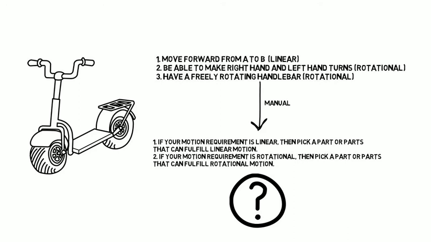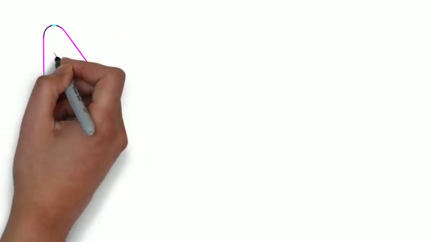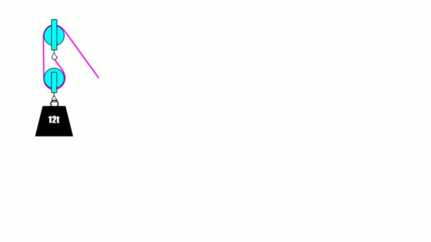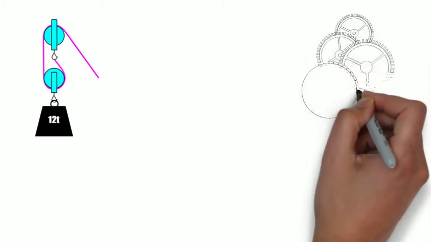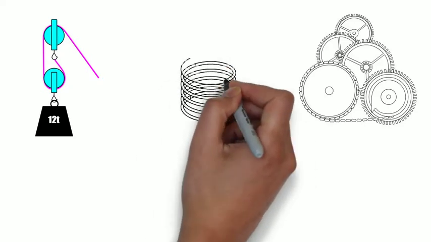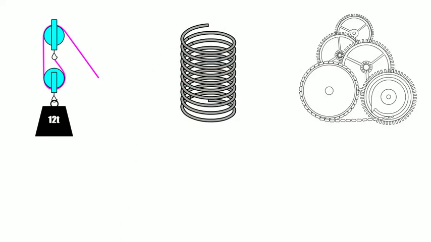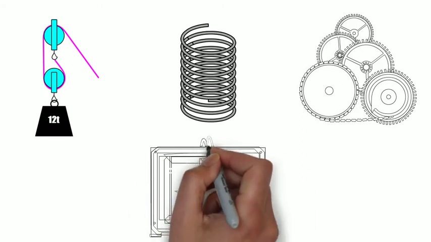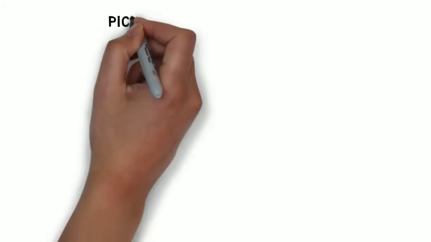Pretty simple, right? Well, not quite. The thing is, there are a lot of parts that can move in a line, and there are a lot more parts that can move in a circle. Not to mention that there are even more parts that can fulfill both if used a certain way. Hell, you can even make your own parts if you want, thanks to the advent of the 3D printer. So how do you know the exact one to pick?